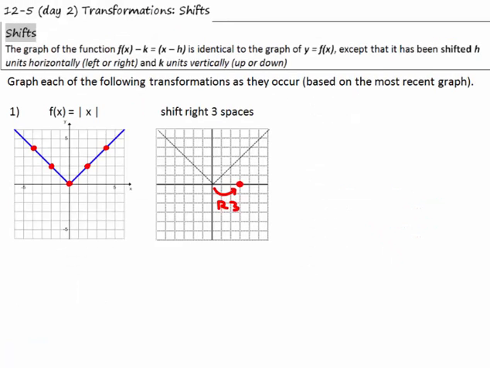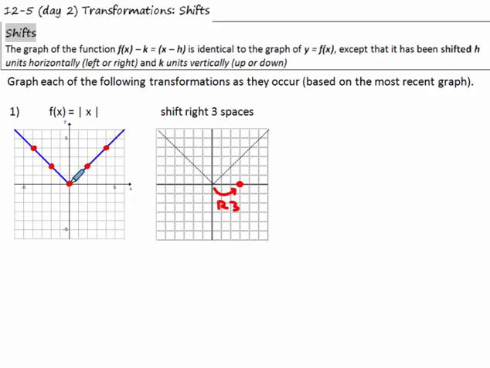So now that we have our library, what we can do is we can graph transformations based on the original. If we know what the parent graph is going to look like, then we can do things like shift or flip our graphs in many different ways and draw more complicated equations without a ton of work. So on this first one, we have our absolute value function, and it's asking us to shift it to the right 3 spaces.